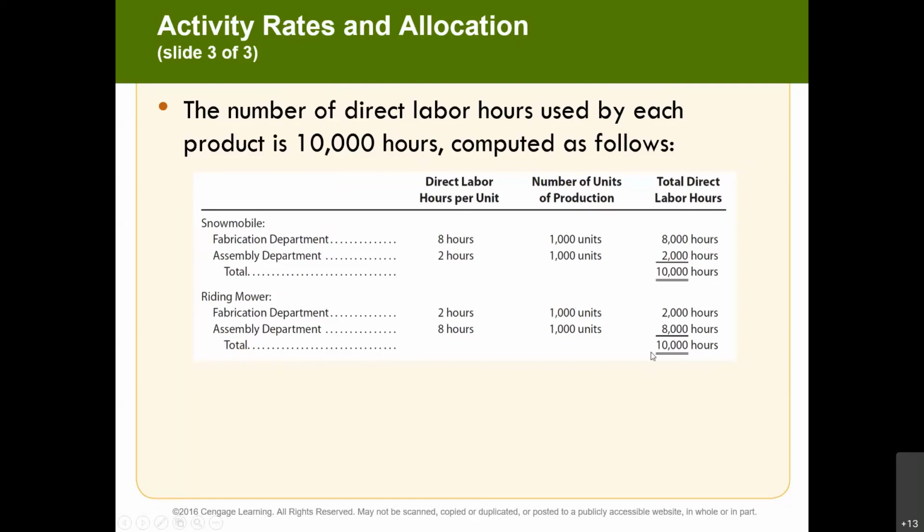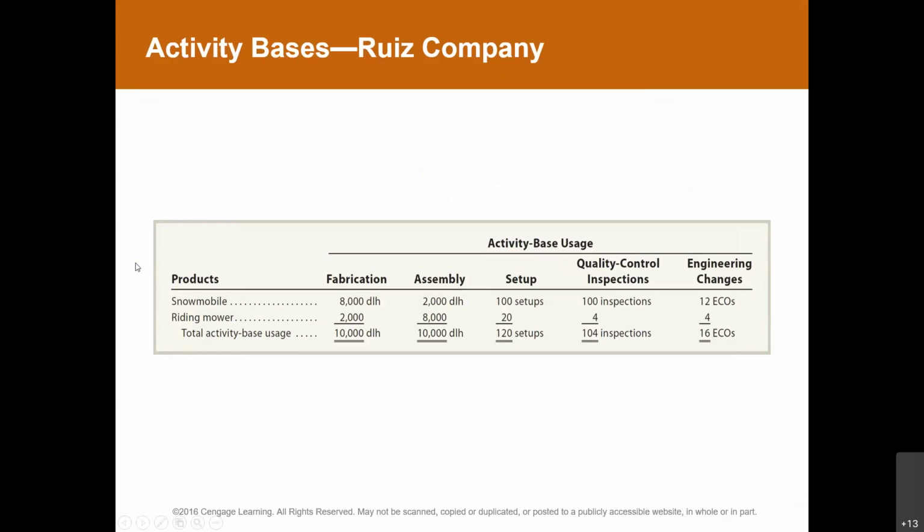The same concept applies for the riding lawnmowers. 2 hours fabrication times 1,000 lawnmowers, that's 2,000 hours for fabrication. Assembly, 8 hours times 1,000 units, that's 8,000 hours. That gets us to 10,000 hours for the lawnmowers. So let's break it down even further.